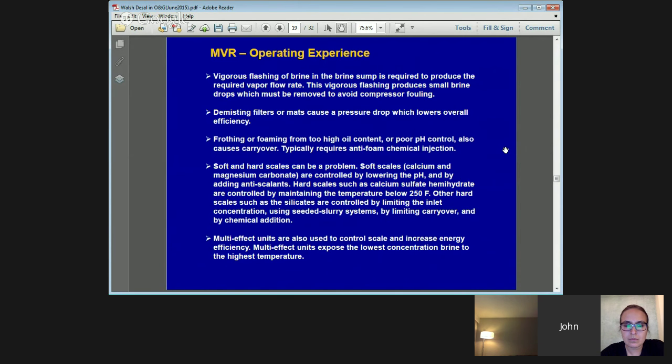Well, vigorous flashing of brine is required to produce the required vapor flow rate, but it also produces small brine drops which must be removed to avoid compressor fouling. Demisting filters are used for that purpose. Frothing and foaming from too high of an oil content in the feed water or poor pH control can also cause foam. Hard and soft scales can form throughout the machine and have to be treated with scale inhibitors and scale dissolvers. And then multi-effect units are also used to control scale and increase the energy efficiency.